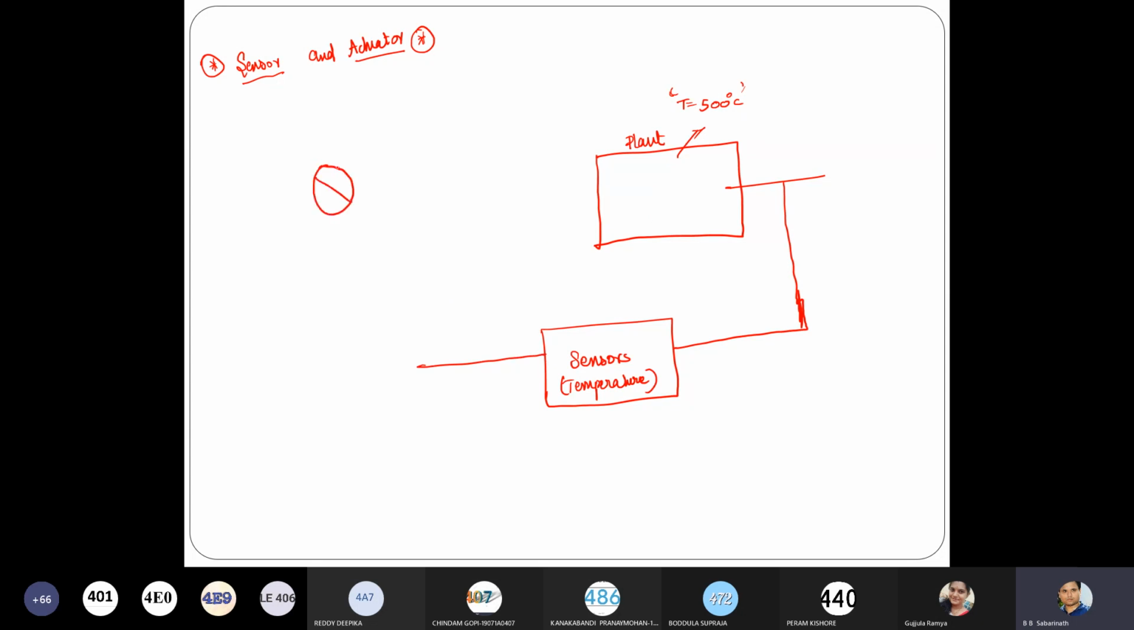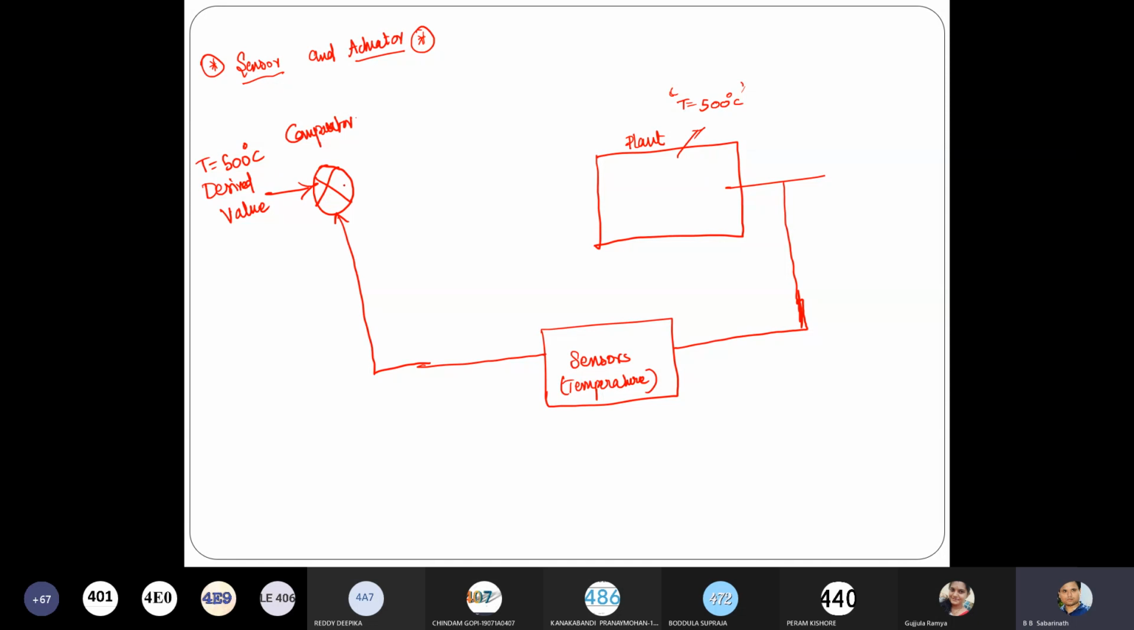After knowing this exact information, they use something called a comparator. It just compares. To this comparator they give the desired value. What is the desired value here? The temperature should be maintained at 500 degrees. And they get the actual value.